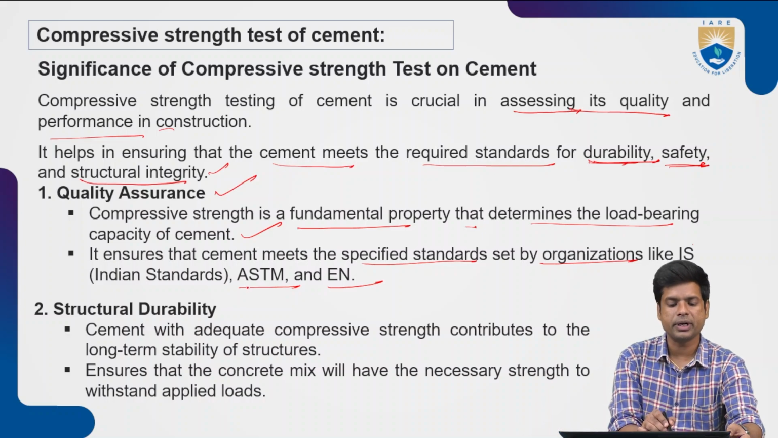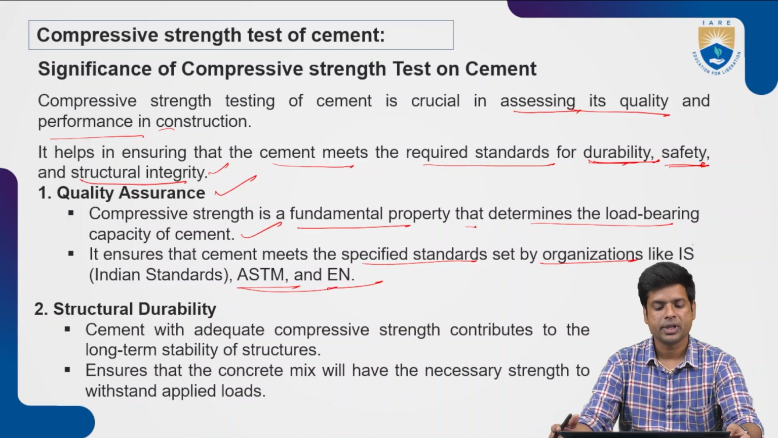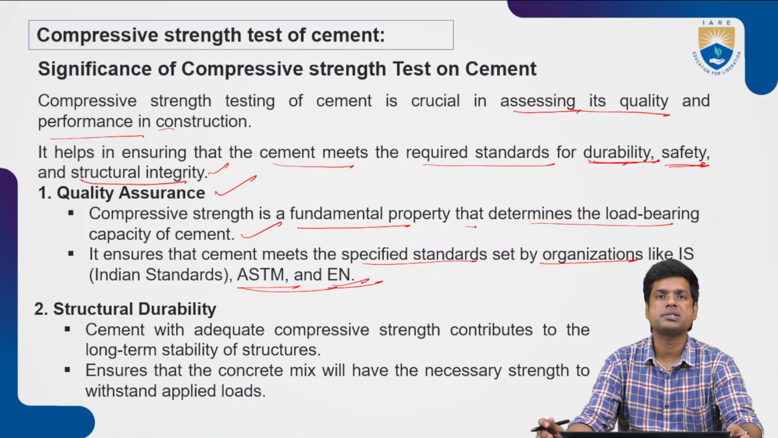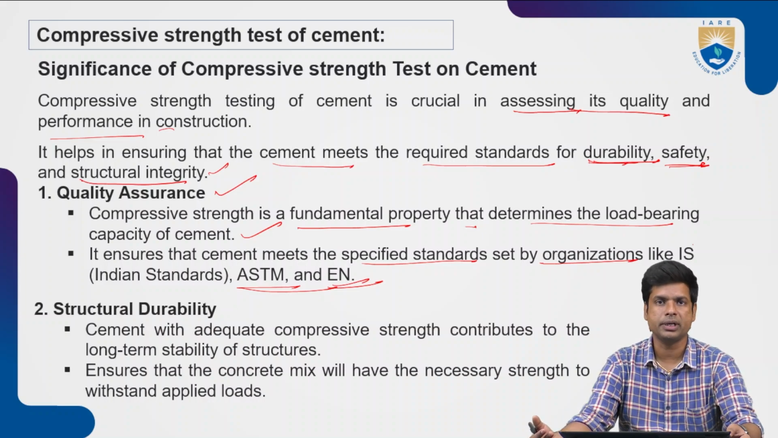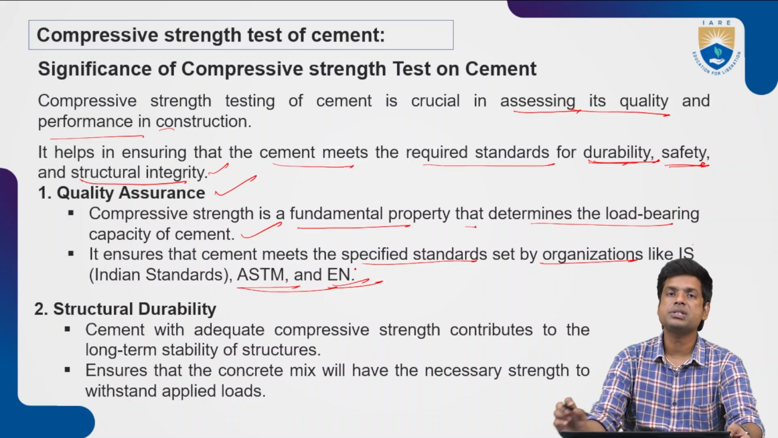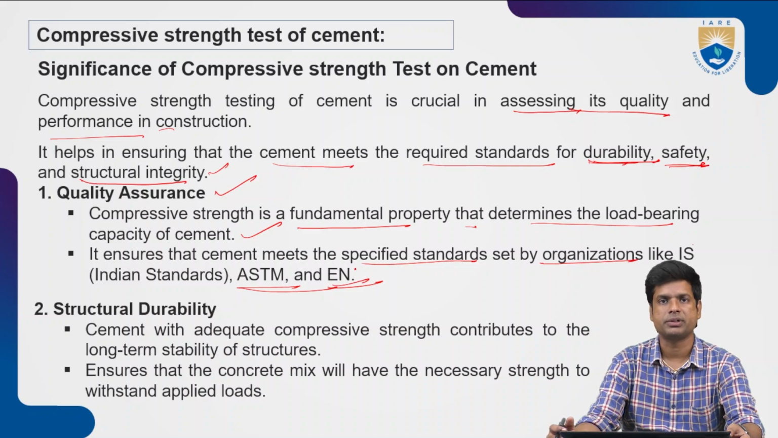Like that, we have different organizations like the American Society for Testing and Materials, and next, European standards. They have different code books. In those code books they have mentioned different types of guidelines to conduct the cement testing and to use the cement in construction. So we have to check those specifications after testing.